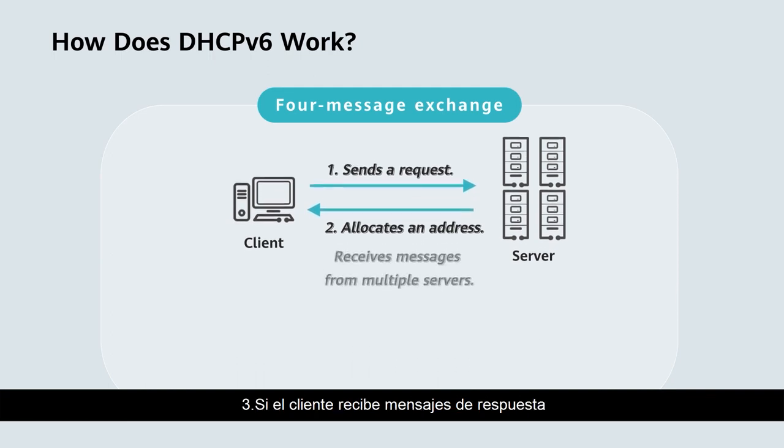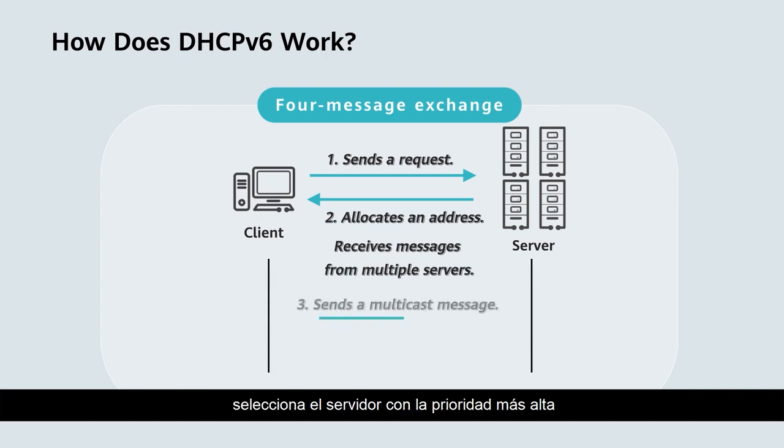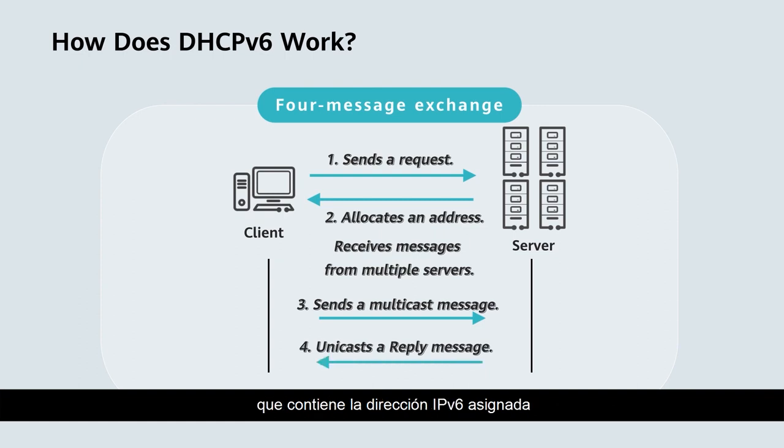Third, if the client receives response messages from multiple servers, it selects the server with the highest priority and sends multicast messages to all the servers. Fourth, the server responds with a message that contains the allocated IPv6 address and network configuration parameters.